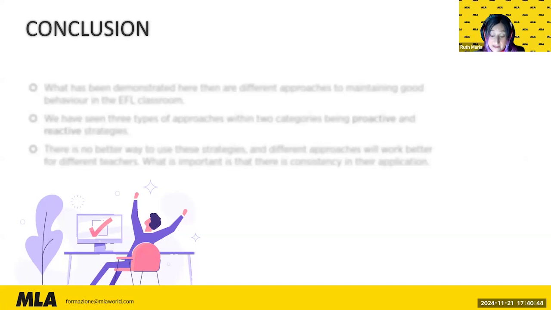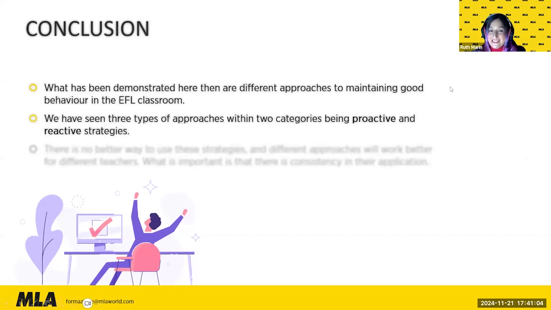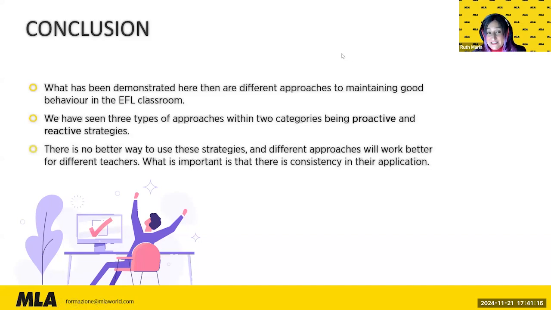The conclusion after this session is that we've shown you the different approaches that have been demonstrated to work towards maintaining good behavior in the EFL classroom. Let's remember that we have seen two types of approaches: proactive and reactive. Basically, there's no better way to use the strategies, and different approaches will work better for different teachers. We always go back to this conclusion: it depends on what works for you and what doesn't. It's about assessing the needs of your class and diagnosing what may be problematic in the classroom, as we said at the beginning.